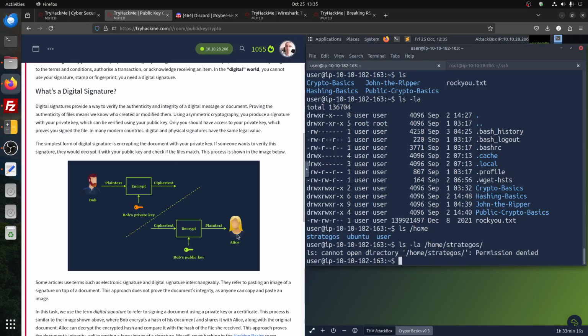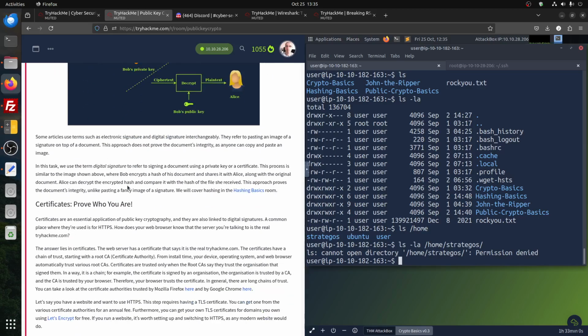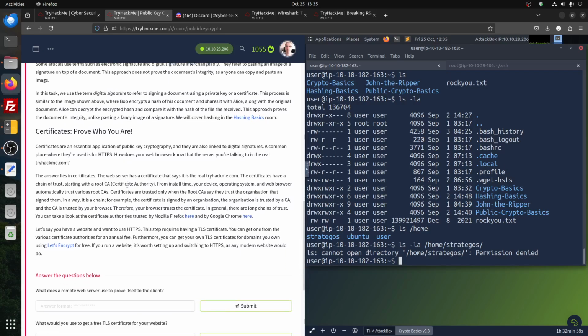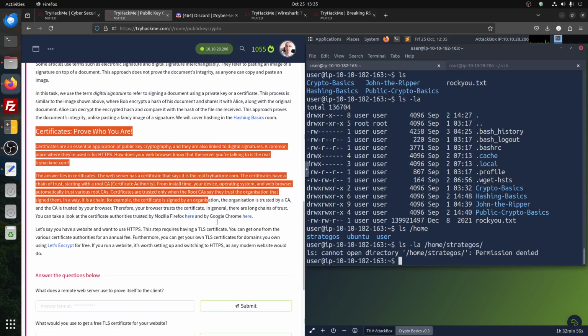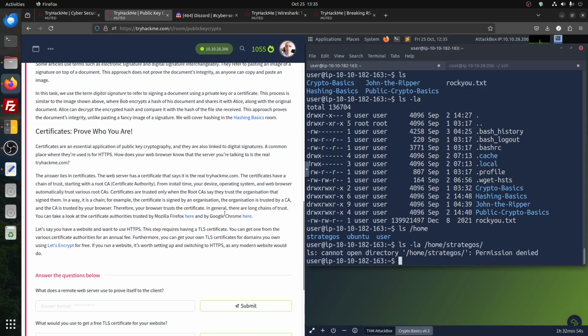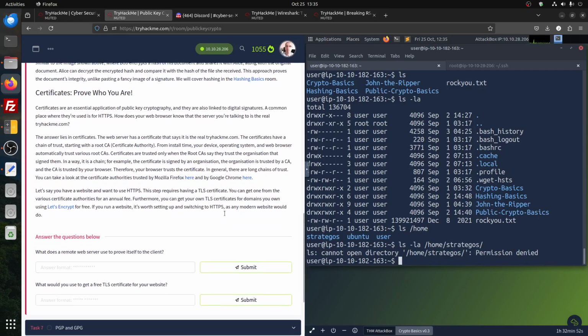So Alice encrypted with his private key and she deciphered with Bob's public key, and when she is able to decrypt it, it means she knows that Bob sent the email. So that's usually how it works. Prove who you are, that's the whole point of the certificates here.